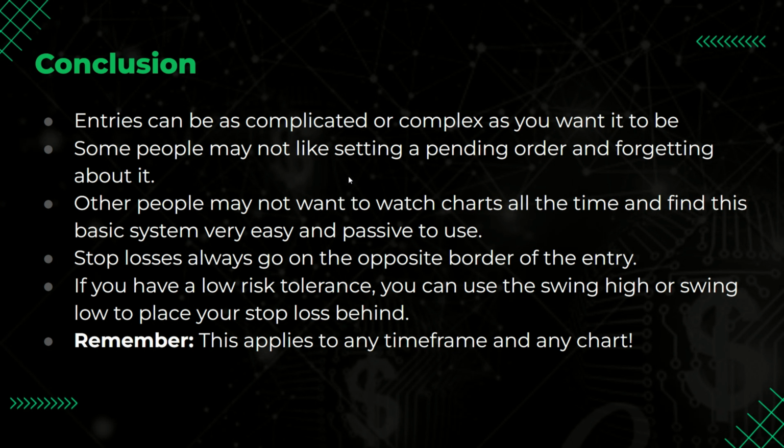If you have a low risk tolerance, you can use the swing high or swing low to place your stop loss behind. But just keep in mind, it will reduce your risk to reward because it's going to make your stop loss bigger, which then reduces your position size if you're using smart money management, which is also something that we go over in the course, on how to actually remain a professional trader and risk your capital accordingly. So one last time, just remember this applies to any time frame and any chart. It does not matter.